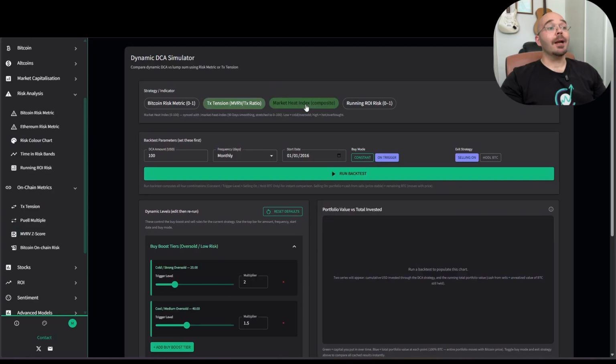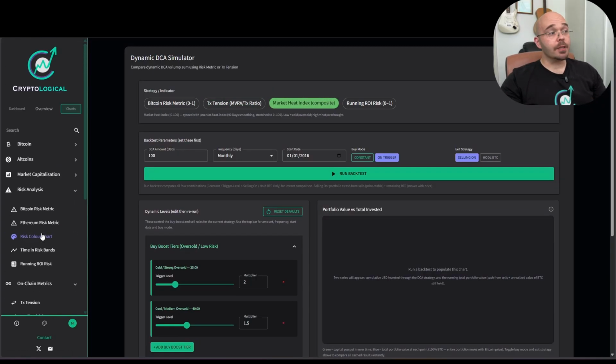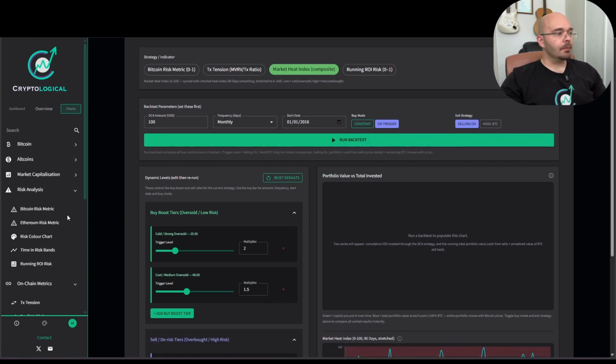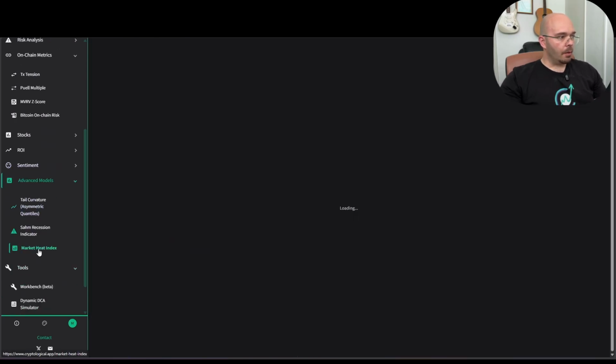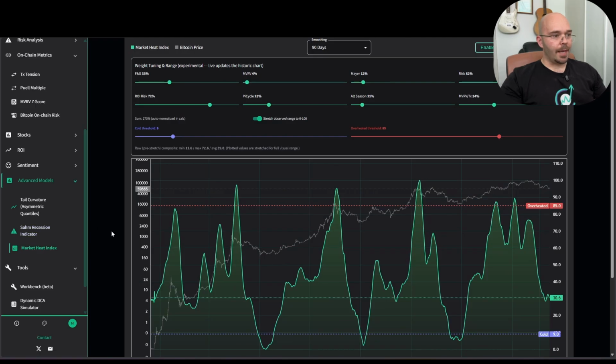The third is the market heat index, which is also a bespoke indicator that I've created for this app, which you won't see anywhere else because I've made it up out of my very own brain. And that looks like, where is it? I've got so many models on it now. That is in the advanced models here.